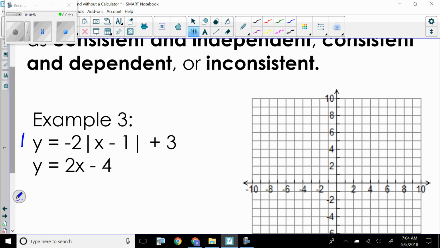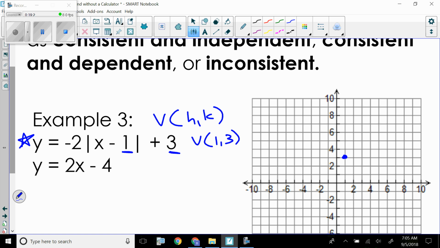Let's do this one right here in blue. Ooh, this is absolute value. How did I do absolute value last time? That's when I did the vertex at h comma k. Well, the h is at 1 and the k is at 3. So my vertex is at 1, 3. Okay, go to 1, 3, put my point.